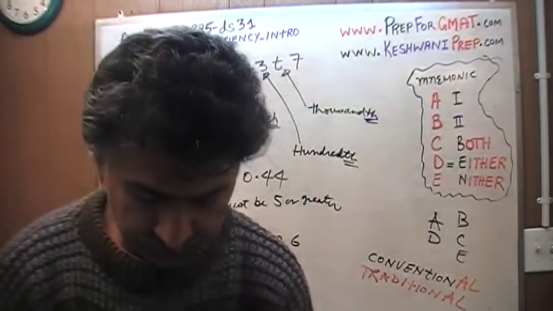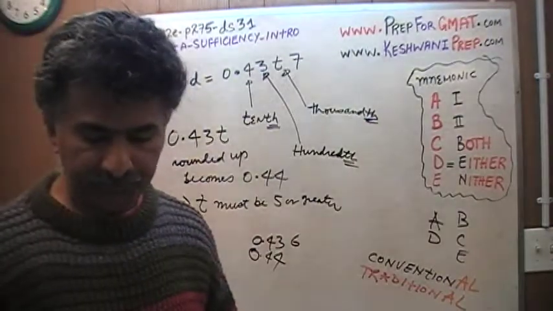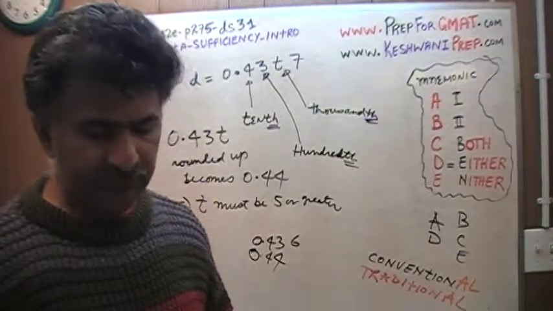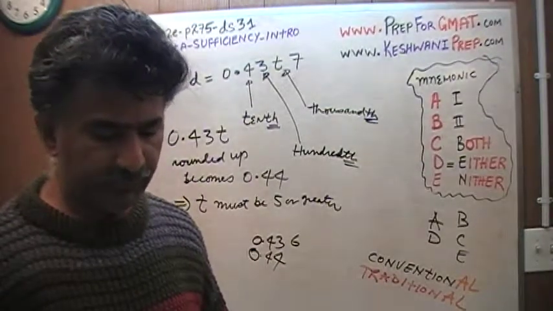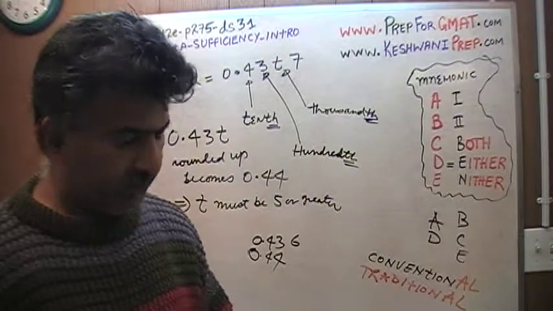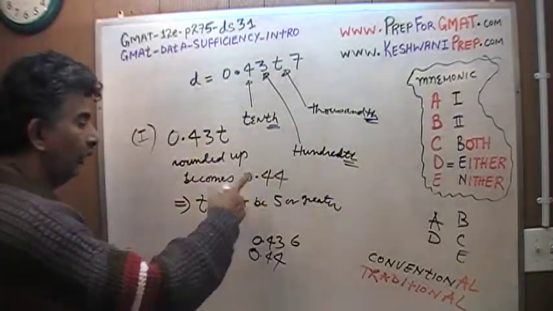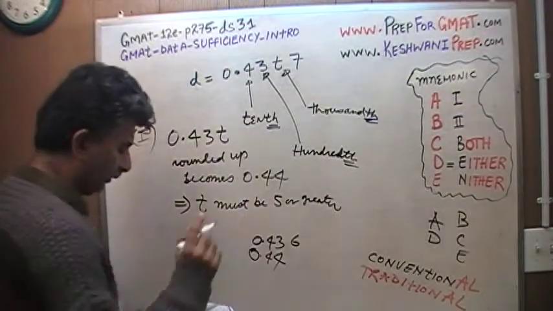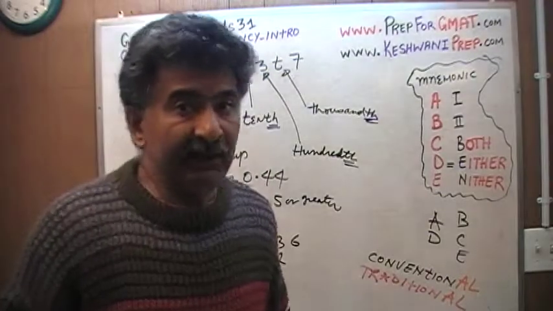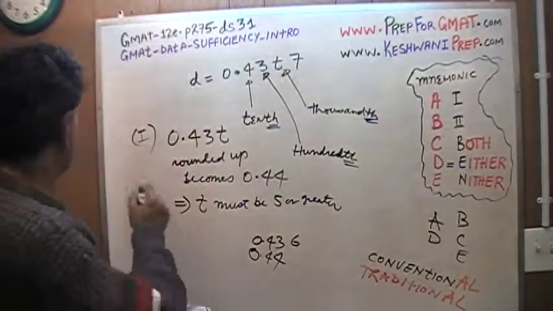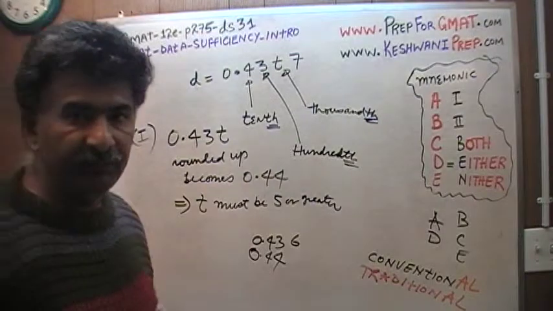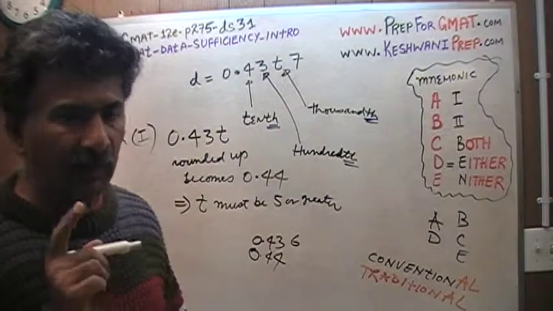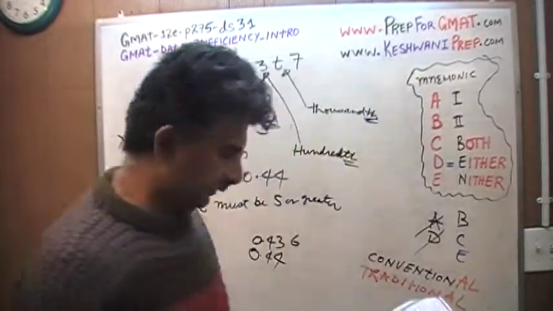Let me read what they tell you in the first statement one more time. It says, if d were rounded to the nearest 100th digit, the result would be 0.44. All we can gather from that is that this t, whatever that is, must be 5 or more. But that does not tell us what t exactly is. So the first statement by itself is no good. It does not enable us to answer what t is. Answer cannot be A, nor can it be D.